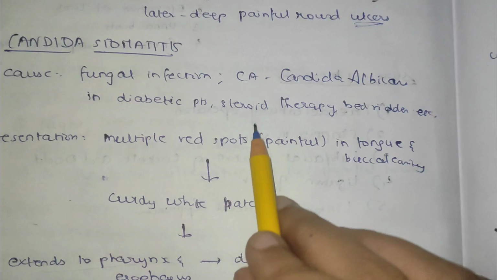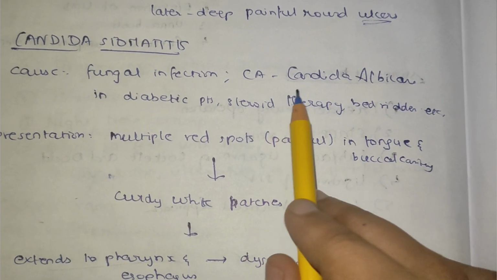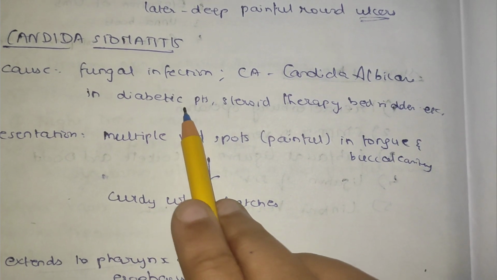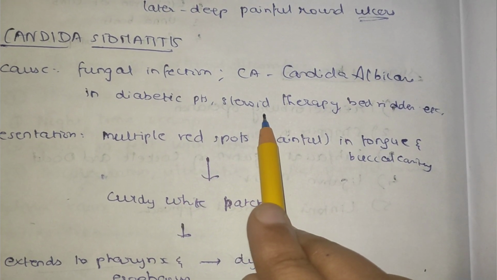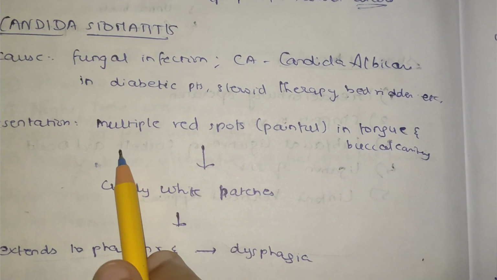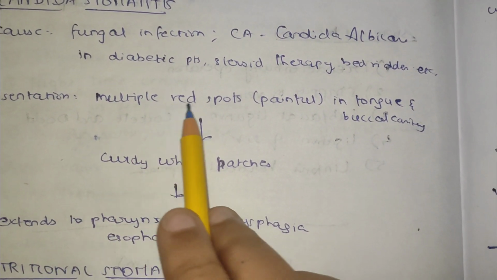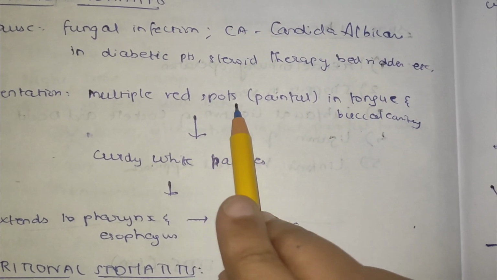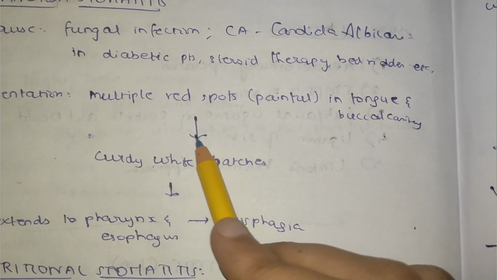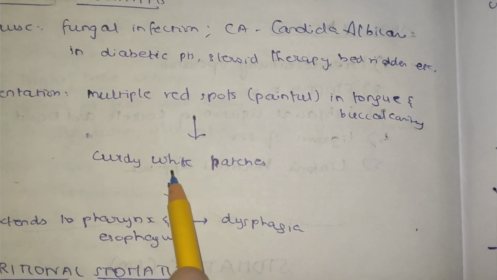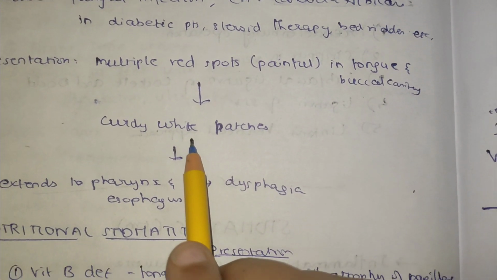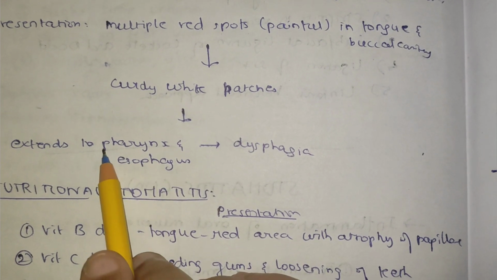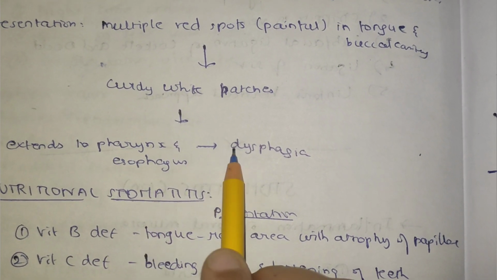Next one is the candida stomatitis. The cause is due to candida albicans. It is a fungal infection. It is mainly found in diabetic patients, patients who undergo steroid therapy, bedridden patients, etc. It presents first initially as multiple red spots that are painful in the tongue and buccal cavity. These multiple red spots later, in the later stages, transform as curdy white patches. And further, it extends to pharynx and esophagus. When it extends to pharynx and esophagus, it causes dysphagia.